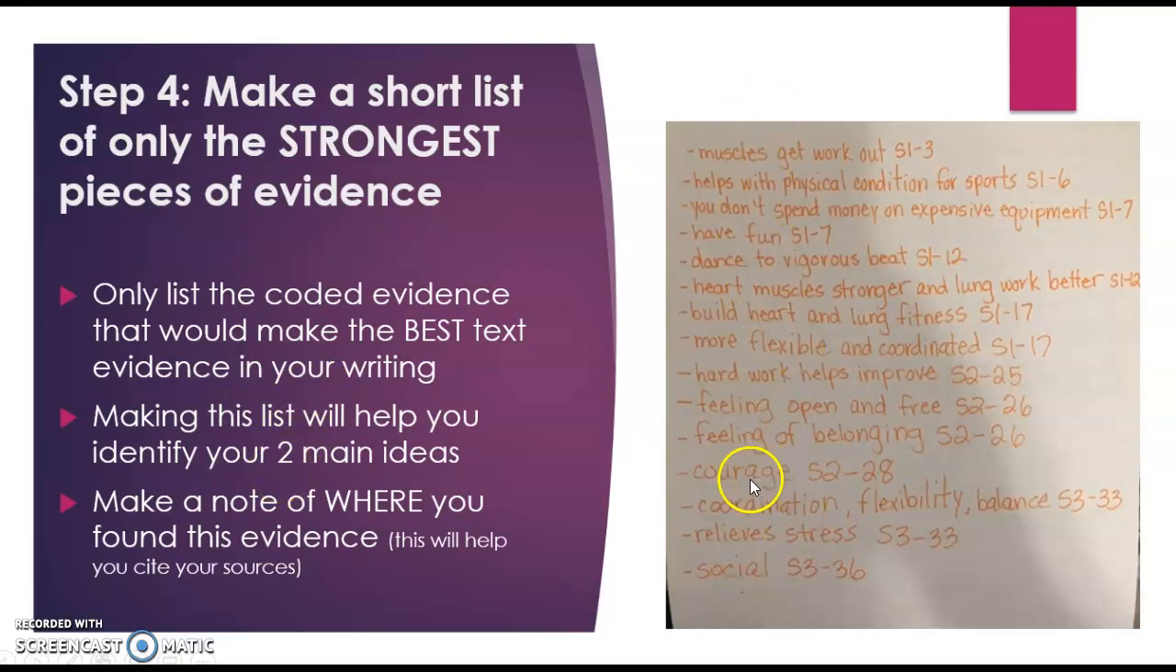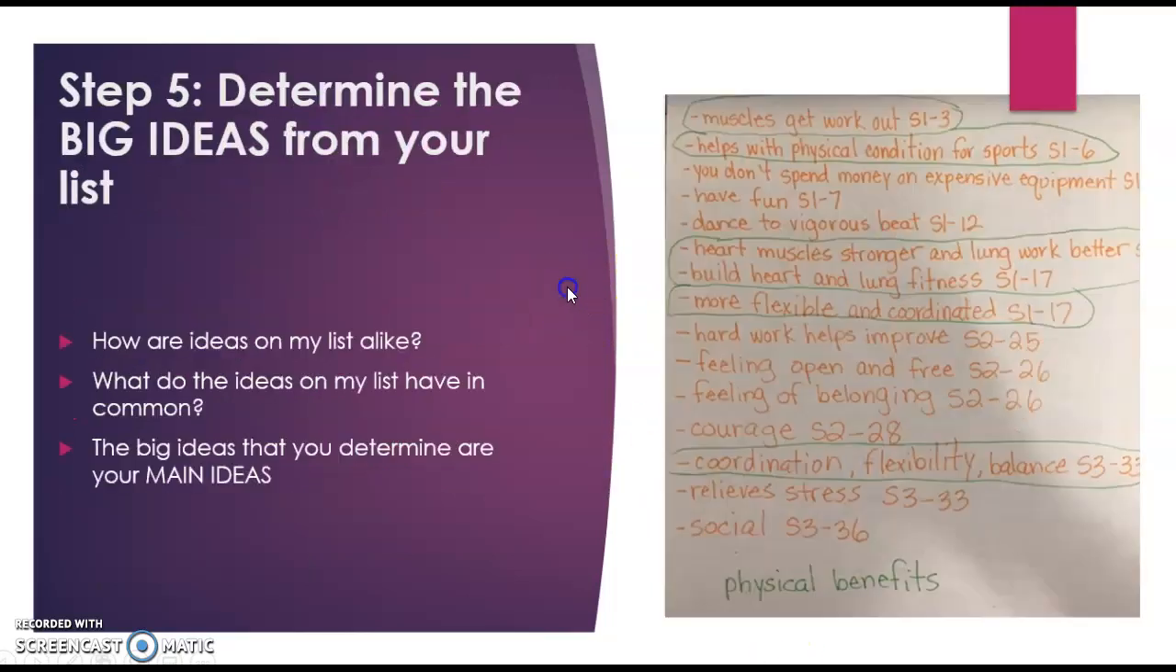So I make a quick list and then make a note of where you found this text evidence. Look at my list. Look at how I wrote source 1, paragraph 3, source 1, paragraph 6. I did that because I don't have time later on to go back and find where I found this text. Which text did I find it in? I don't have time for that. So I write it down as I'm making my short list. So here's my short list.